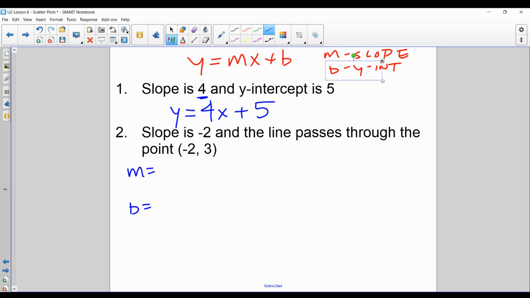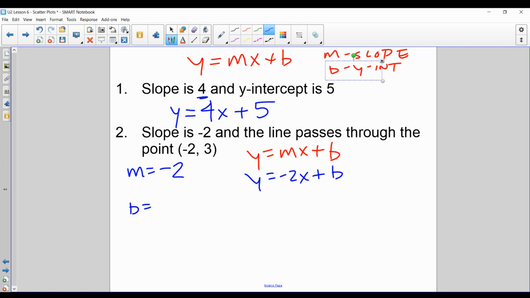So the second one says the slope is -2. So I'm going to write that down, that I've got that. And the line passes through this point, (-2, 3). Well, that's not the y-intercept. So I'm going to have to go back to my y equals mx plus b. I'm going to plug in the slope for m.